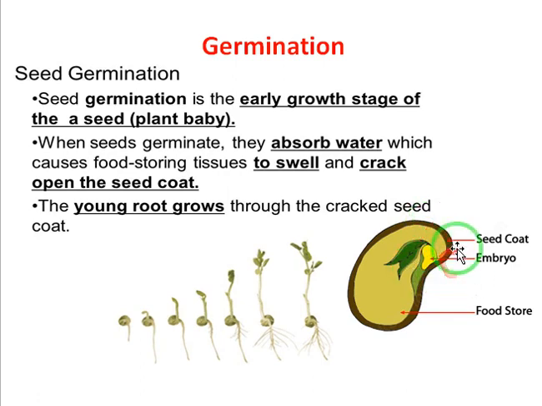The seed is made up of three different parts. The seed coat, which is the cover or outer part of the seed that protects it. The embryo, which will become a new plant. And this inner part inside the seed is the food storage. This is all about sexual reproduction and its stages.